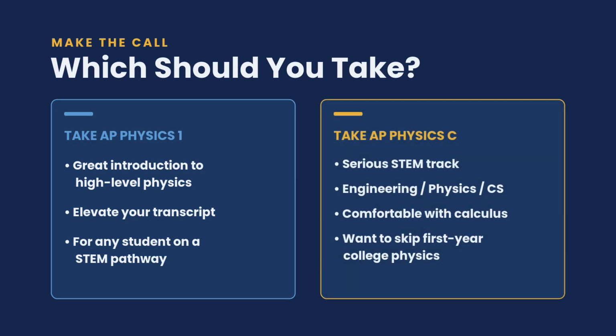AP Physics C, however, is built for students that are really serious about a STEM track. These are students that may be considering a career in physics itself or engineering or other close sciences like that. It does require a high level of mathematics, and usually the students taking this course are really set on a STEM career.